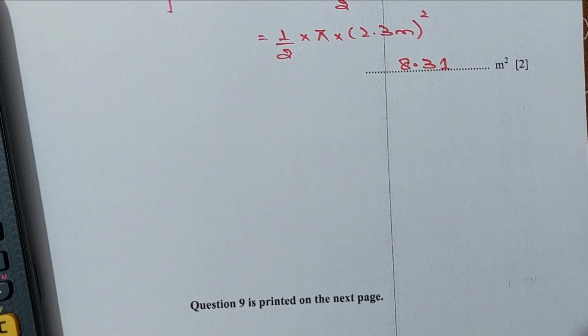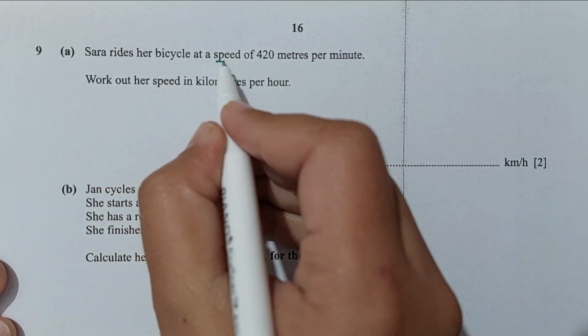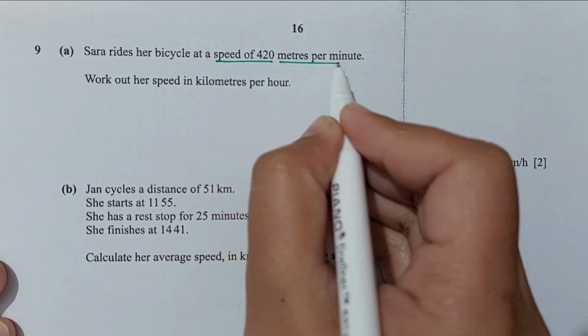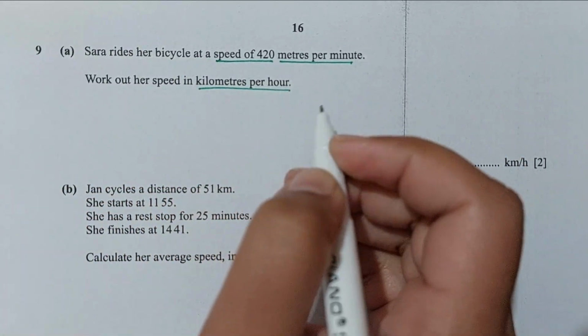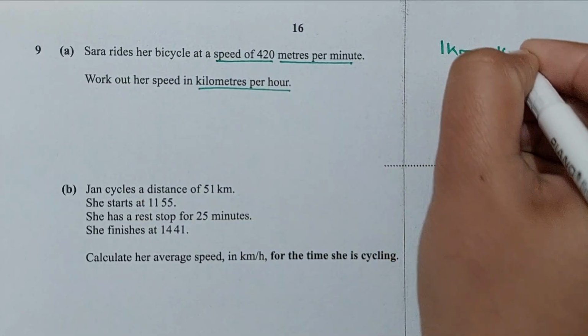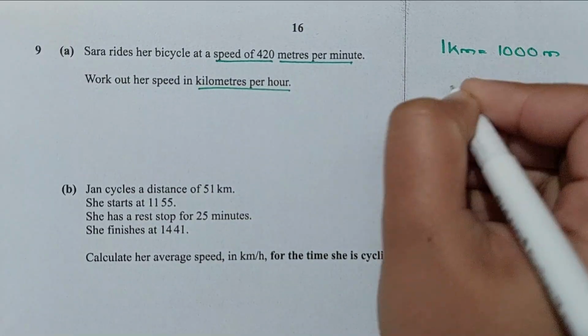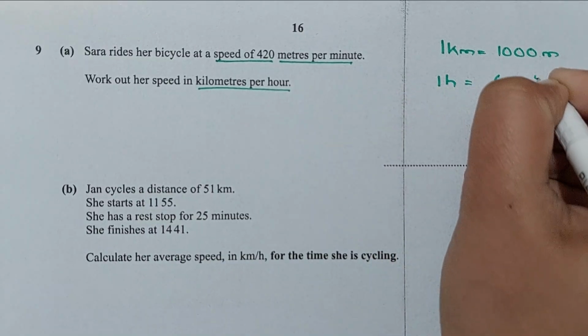All right. Question number 9, part A. Sarah rides her bicycle at a speed of 420 meters per minute. Work out her speed in kilometers per hour. Okay, 1 kilometer is equal to 1000 meters and 1 hour equals 60 minutes.